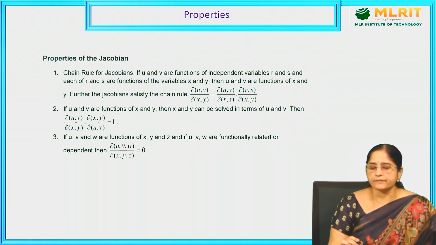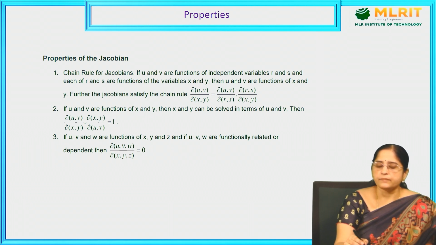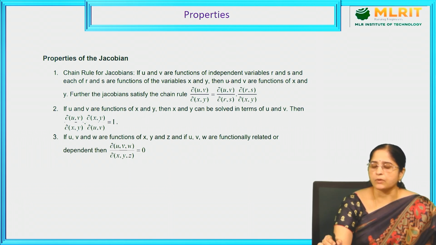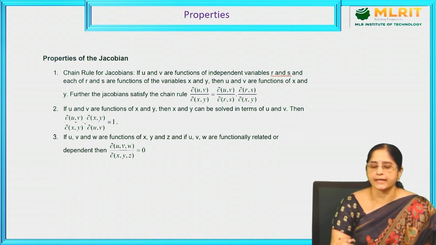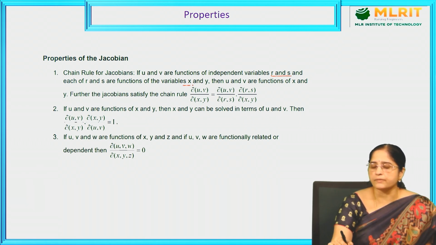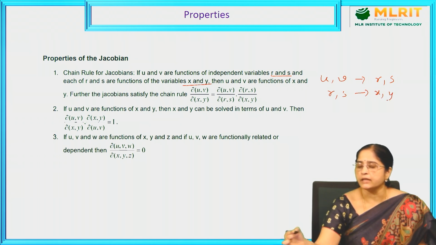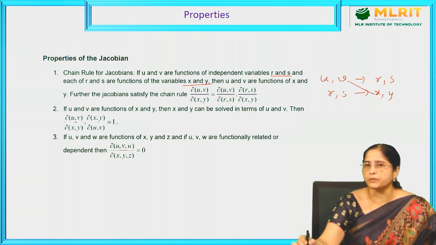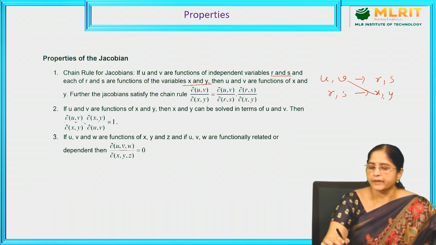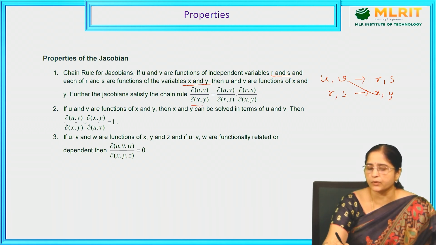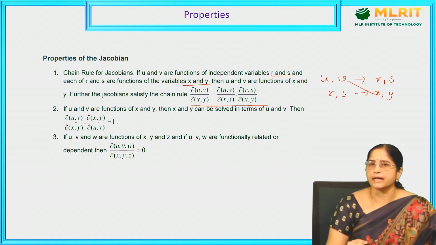The properties of Jacobian: first is the chain rule for Jacobian. If u and v are functions of independent variables r and s, and r and s are functions of x comma y, and you want to find the Jacobian of u, v with respect to x comma y, we can apply the chain rule. So ∂(u,v)/∂(x,y) is ∂(u,v)/∂(r,s) into ∂(r,s)/∂(x,y).